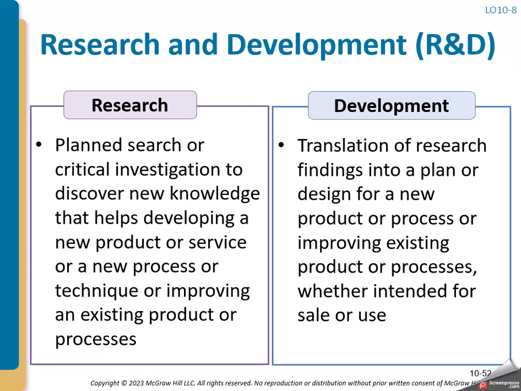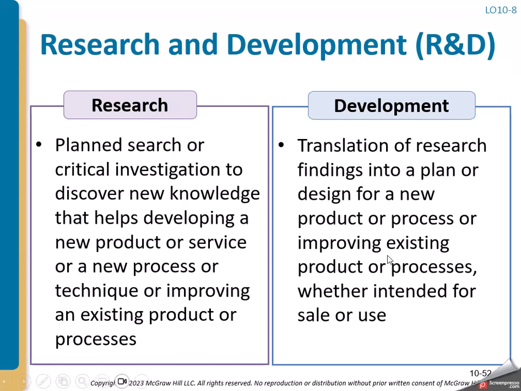Research and development costs, as I mentioned in the first part of the chapter, need to be expensed. If we're incurring them, it's our employees doing it. Those will all be expensed. So research, again, is investigating to discover new knowledge that maybe will help us produce a new product, like a new pharmaceutical drug or a new type of electric car or something like that.